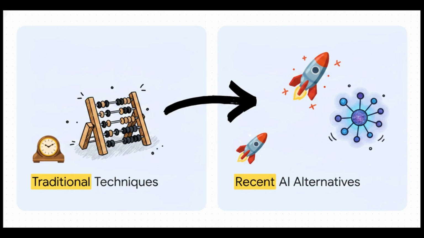You're going to be constantly challenged to weigh the traditional techniques on the left against the recent AI alternatives on the right. It's no longer enough to just know the old reliable ways, right? You have to actively evaluate when a recent breakthrough, like generative or explainable AI, is actually the most effective, efficient choice for the specific problem sitting on your desk.